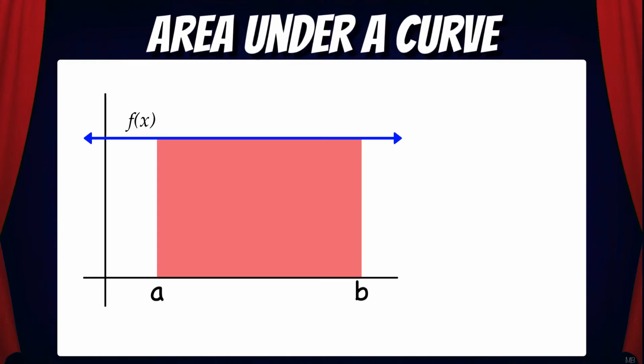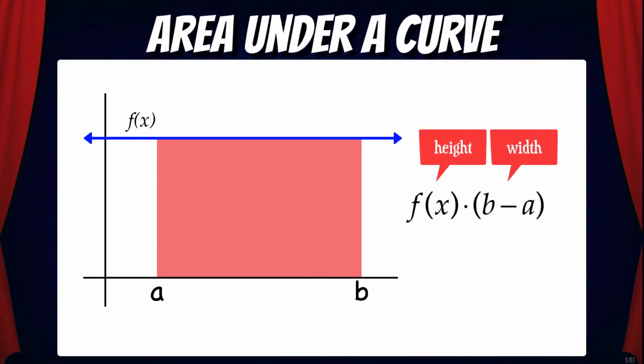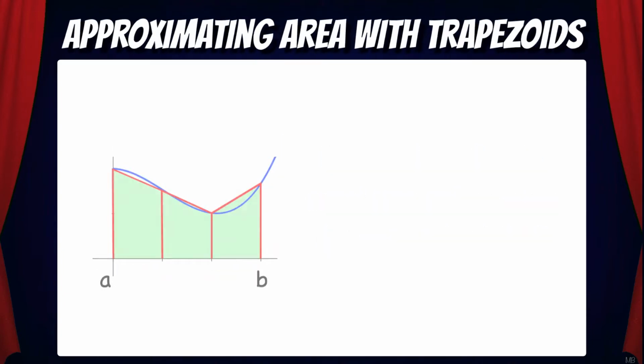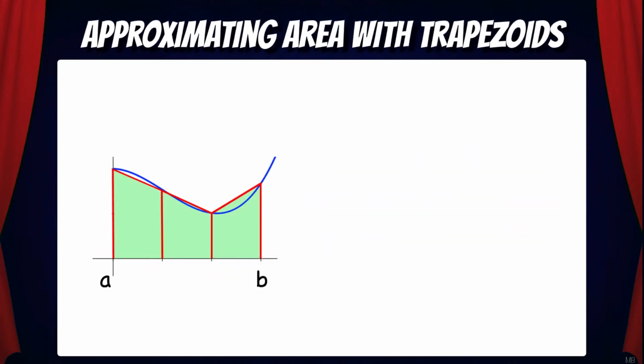As you can see, the area forms a rectangle, and the area of that rectangle is the height f of x times the width b minus a. But how do we find the exact area under a curve that varies in height? This is actually a big question in calculus, and we'll discuss this in a future video. But one way that we can approximate the area under a curve is by using trapezoids.